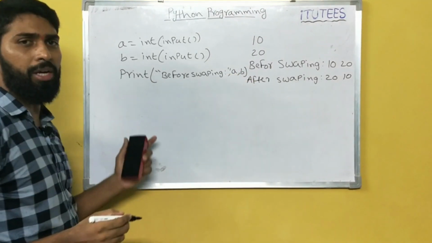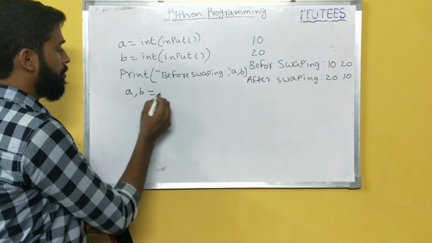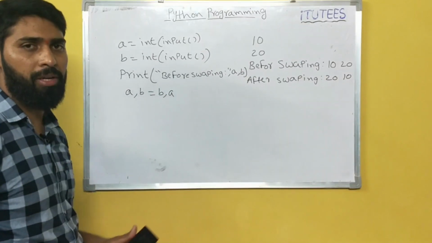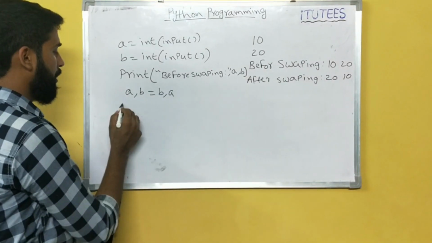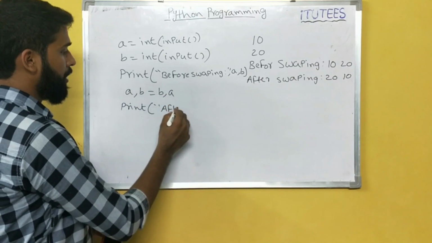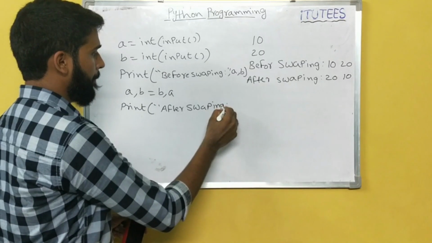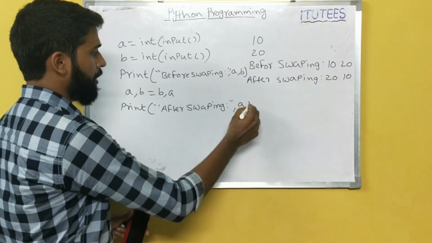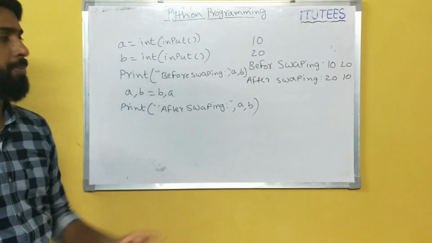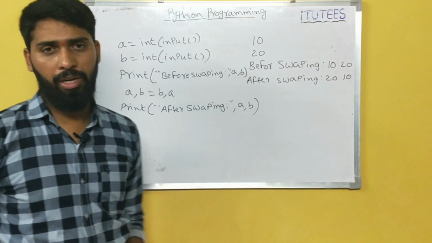Now I can do the swapping operation: a comma b equals b comma a. Now the swapping is done. After that, print after swapping, a comma b. So this is the output. You enter 10, 20 from the keyboard. Before swapping 10, 20. After swapping 20, 10.